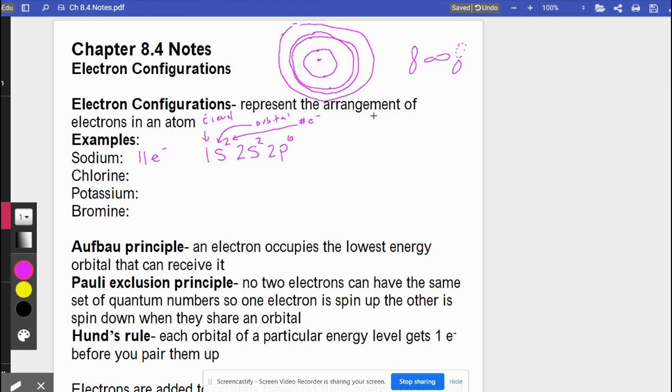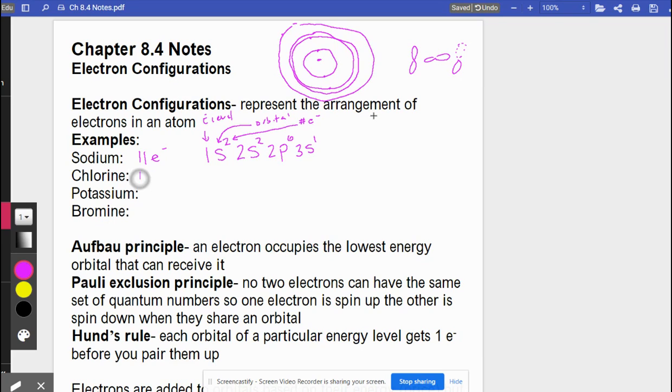Okay, so when I add these up, I get 4 and 6 makes 10, and there's one more electron to place. It has filled up this 2p, so it's going to move out to the 3s, and we have 1 electron left. It will hold up to 2, but we only need 1. So this is the electron configuration for sodium.